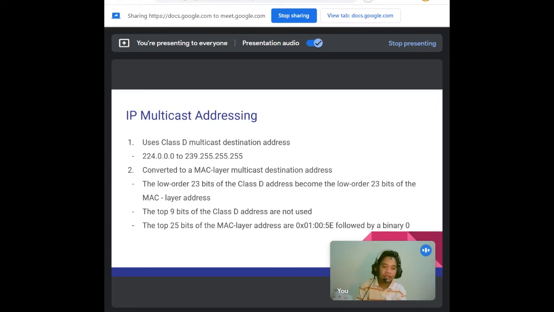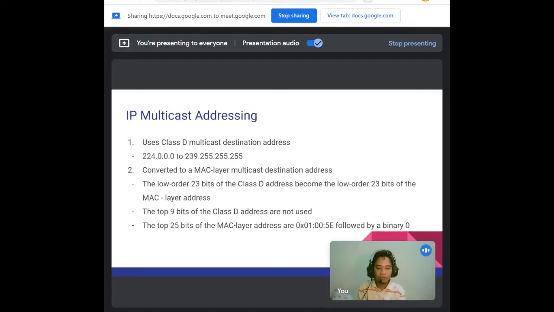So next slide is IP multicast addressing. Uses class D multicast destination address 224.0.0.0 to 239.255.255.255. After that, convert to a MAC layer multicast destination address. The lower order 23 bits of the class D address become the lower order 23 bits of the MAC layer address. The top 9 bits of the class D address are not used.